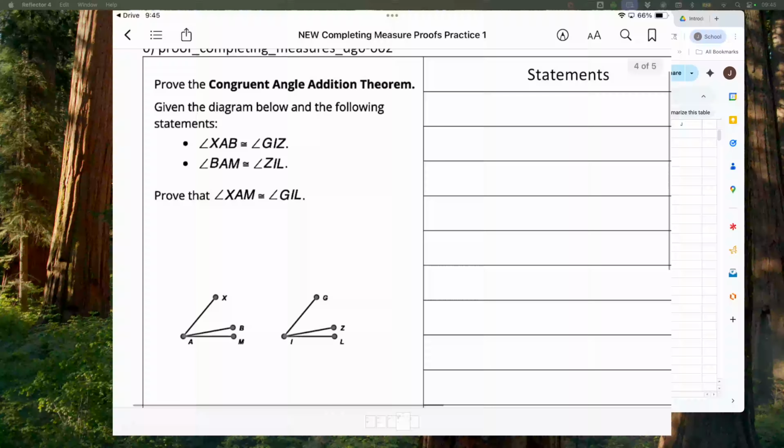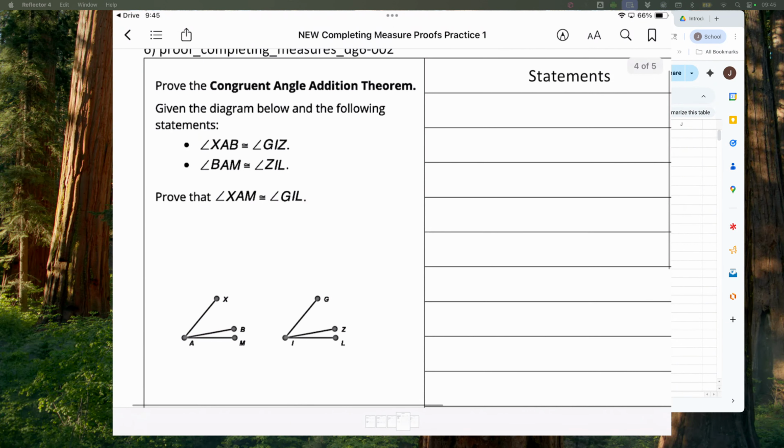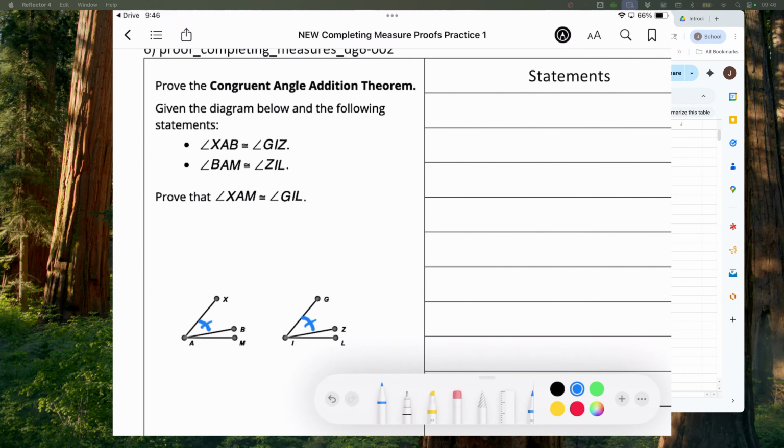Okay, we have something similar going on here. We're given that angle XAB is congruent to GIZ, and BAM is congruent to ZIL. We're supposed to prove that the two angles combined on the left, which make XAM, are congruent to the two angles on the right combined, which make GIL.